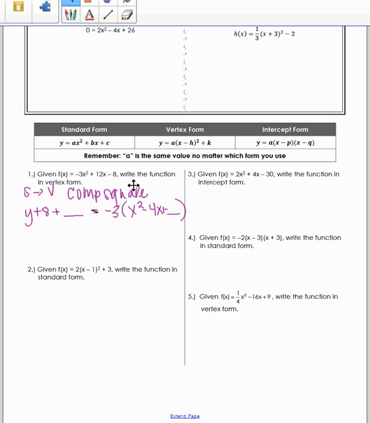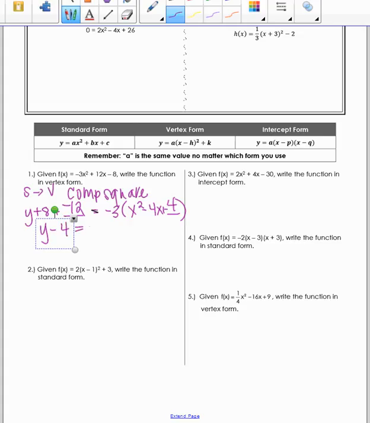Now when we complete the square, negative 4 divided by 2 is negative 2, negative 2 squared is 4, but remember you didn't just add 4, you added 4 times negative 3, which is negative 12. So if we clean this up, we have y minus 4, when you combine like terms, equals negative 3 times x minus 2 squared. We want to get it into vertex form. So remember from yesterday, the last thing you need to do is make sure the k is in the correct place, which at this point it's not. So we're going to add 4 to both sides.